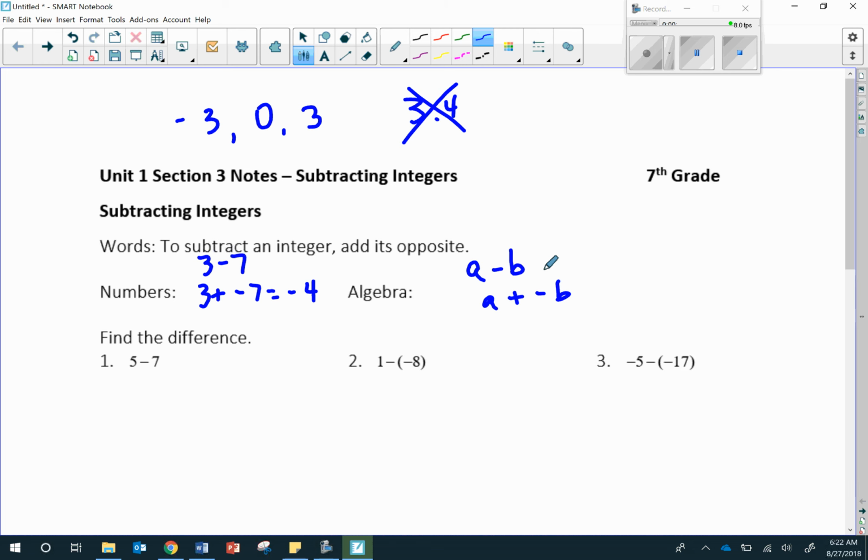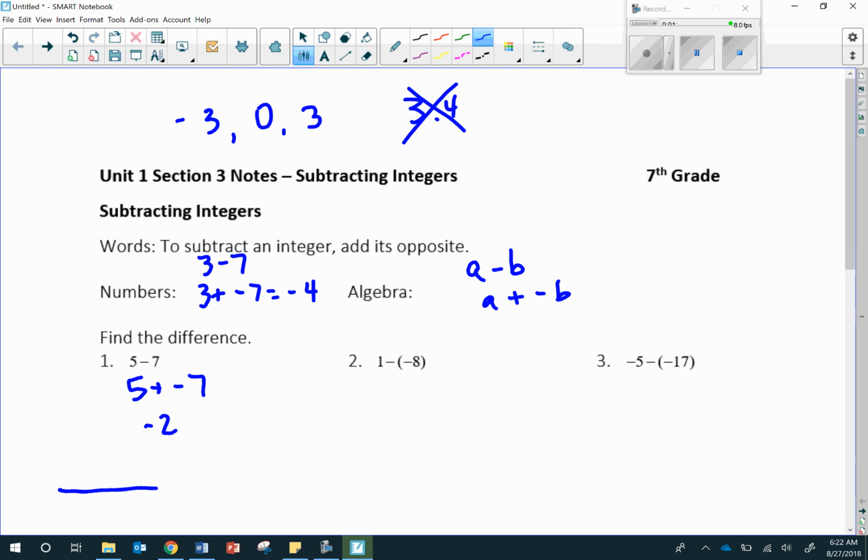If we look at number 1, we have 5 minus 7, so that would be 5 plus a negative 7. You remember from adding integers that we're going to subtract 5 from 7, as 5 is the lesser absolute value, to get a difference of 2. We then are going to take the sign of the greater absolute value, which in this case is 7, to get an answer of negative 2.